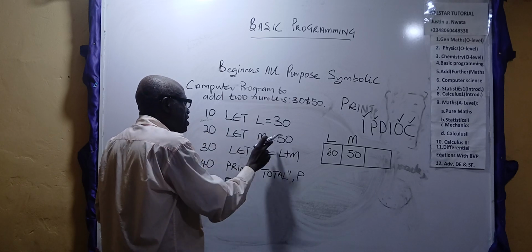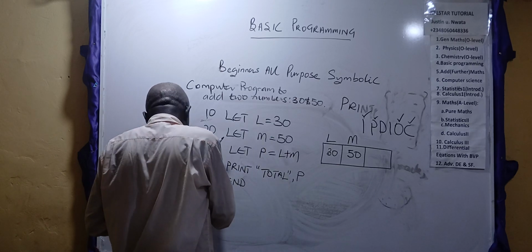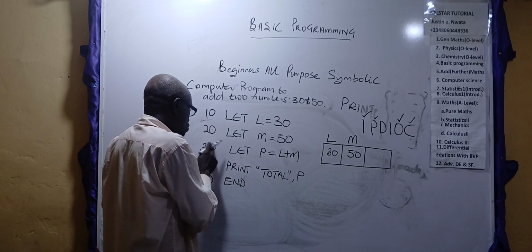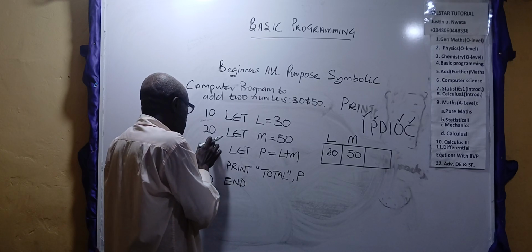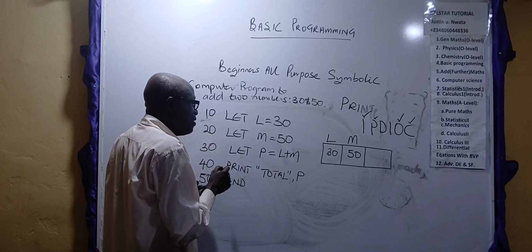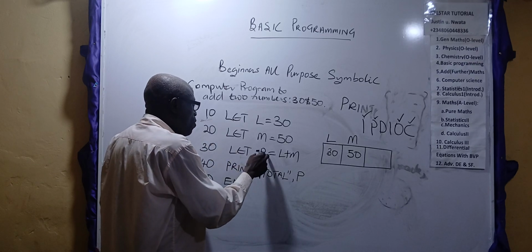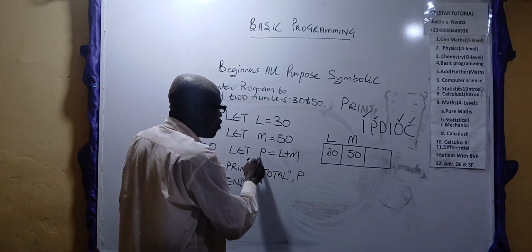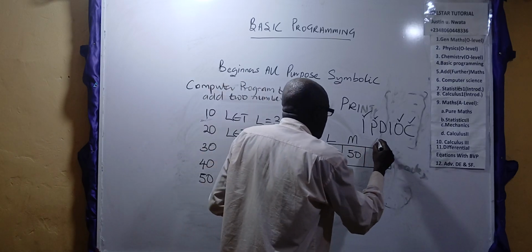After executing number 20, you go to number 30. The next number after 20 is 30. If 21 is here, you go to 21. If 25, if 29. But if you can't see them, after 20, the next number you see here is 30. You go to 30. Now you say, let P equals L plus M. It will go, this is another location address. It will put P there.